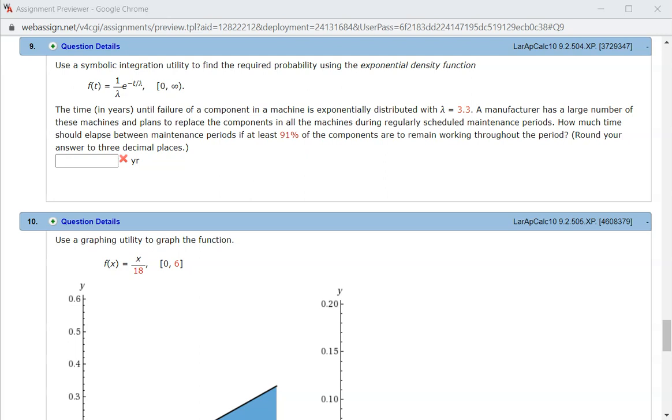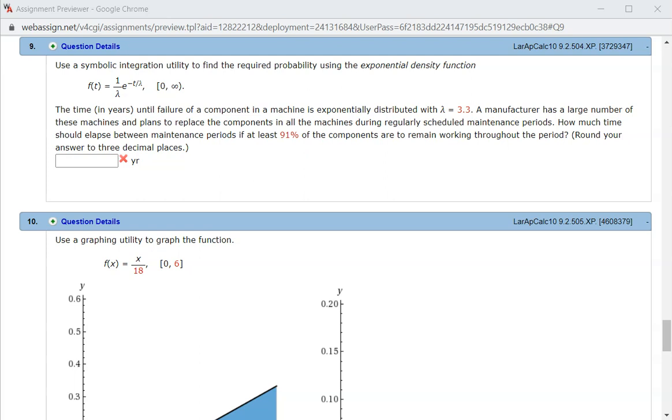All right, let's look at homework 9.2, problem number 9. So we have an exponential density function, so an exponential distribution, and lambda is 3.3. And we want to know how much time should elapse between the maintenance periods if at least 91% of the components are to remain working throughout the period?